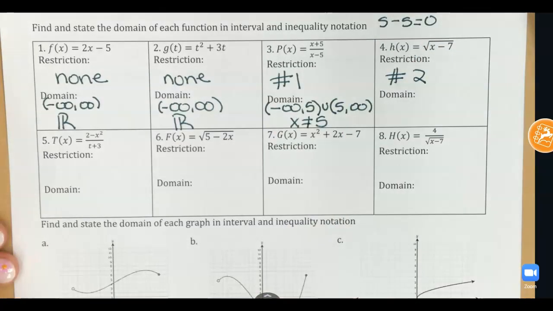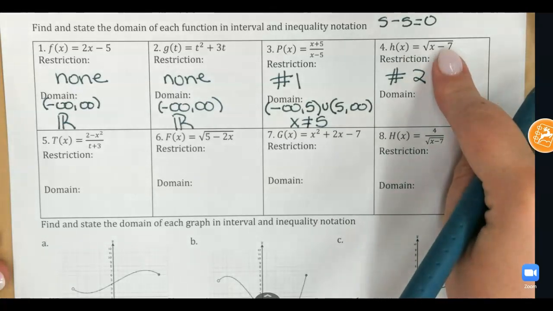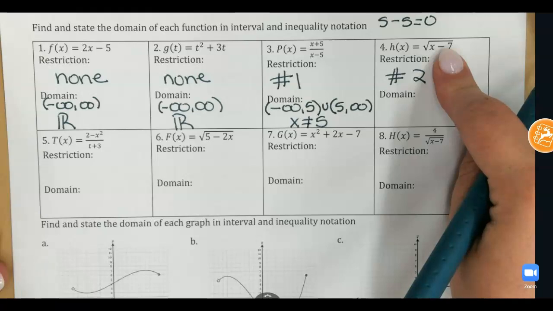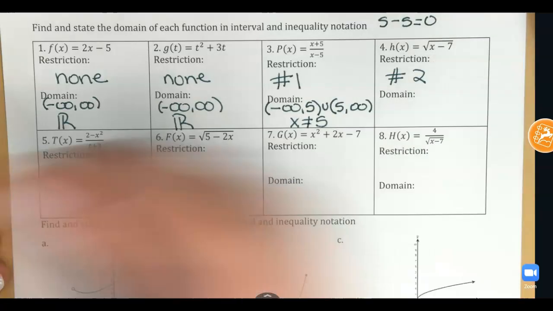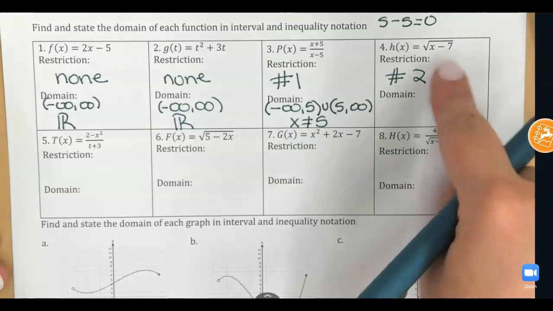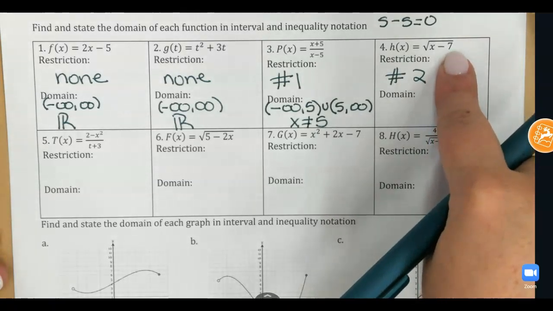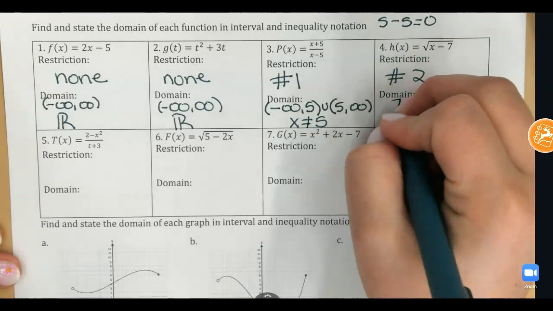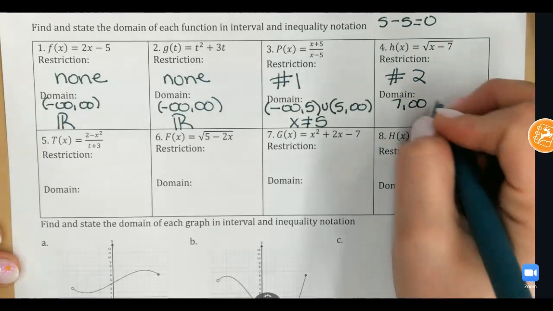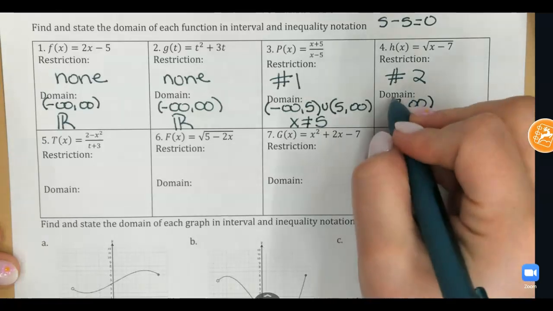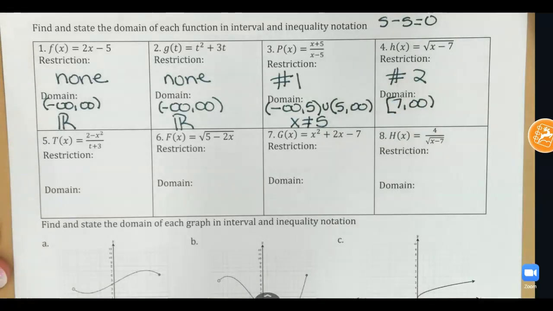I cannot take the square root of a negative number, so I have to figure out what values would make this become negative. Now it can be 0, I can take the square root of 0, but it cannot be negative. Any number smaller than 7 is going to cause it to go negative. So I'm going to have all values from 7 to infinity. Again, infinity gets parentheses always, but the 7 is going to get a bracket because it is included.